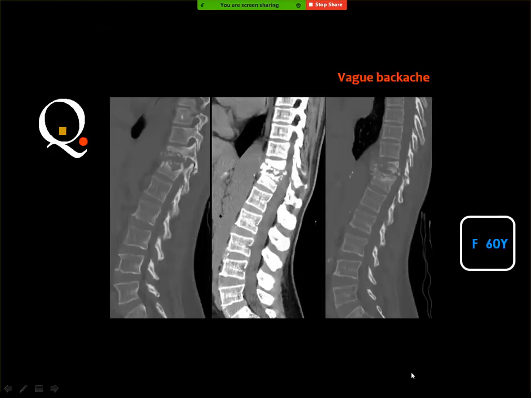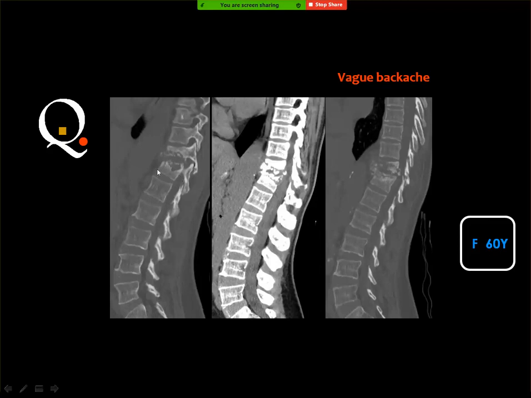Then what do you think of this? Compressed fracture? No. Burst fracture? No, this is not a fracture because the disc is involved. Infection, discitis? Yes. And if the disc is involved, then you think of infection. Old rule. And then the most common type of infection is TB.